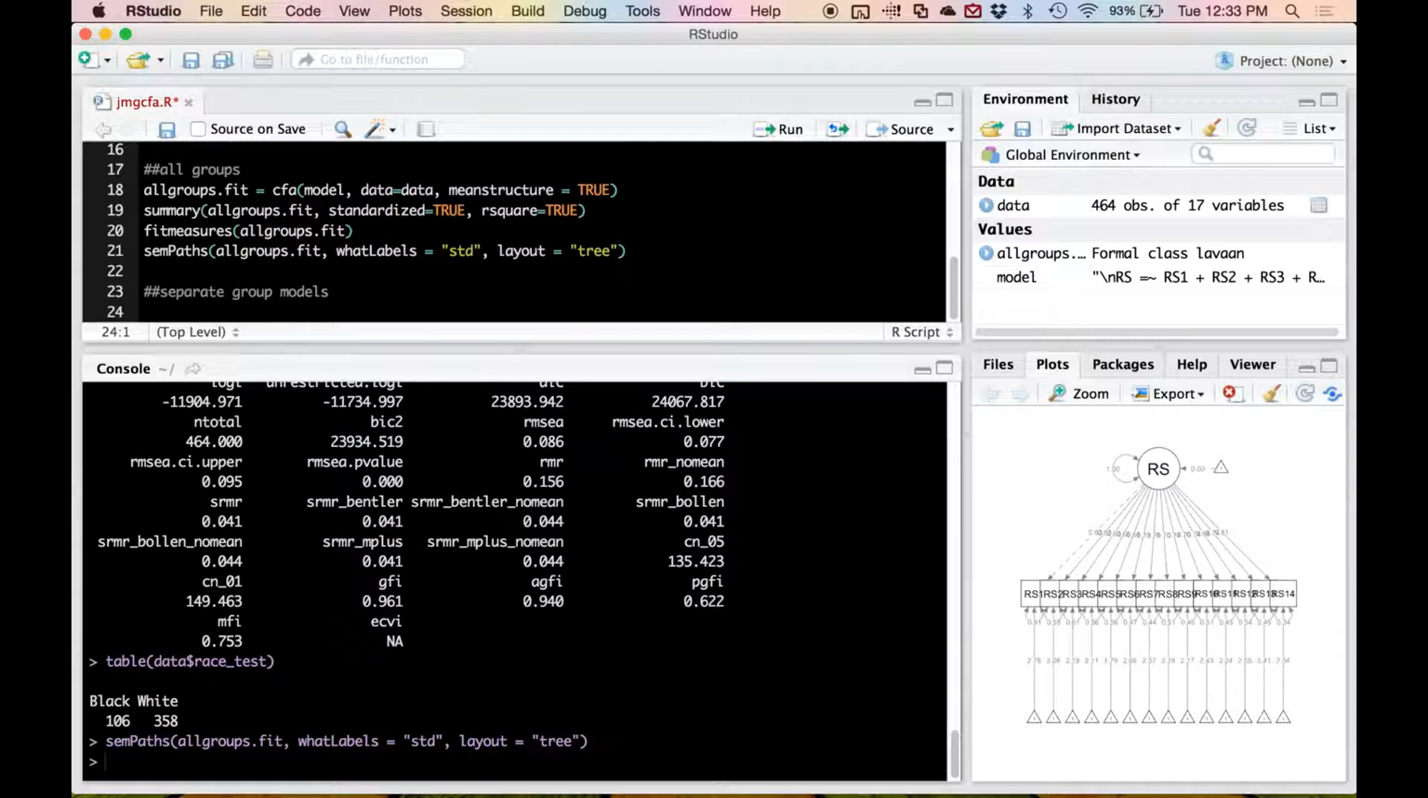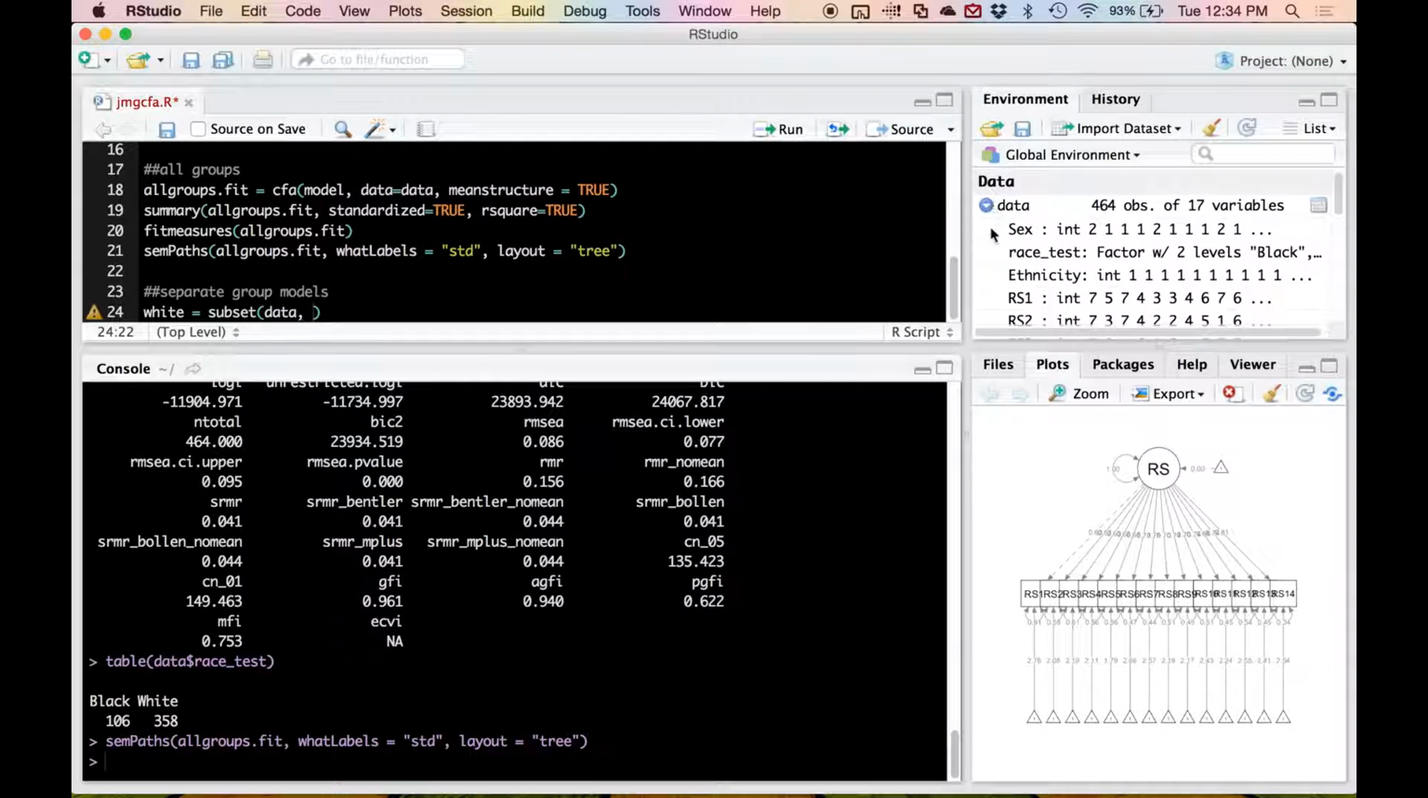So let's create ourselves separate data sets to do this. Let's make a white data set. So I'm going to subset. The subset function can be used to subset data. You could also do the normal subsetting rules in R. I just happen to like the subset function because it's clear what it's doing. So I want to subset out my data, and I want to use the variable race test. So it's data, where the data set is, and then the variable rule. So I want race test to be equal to white.